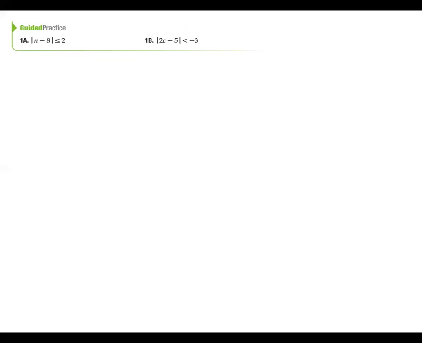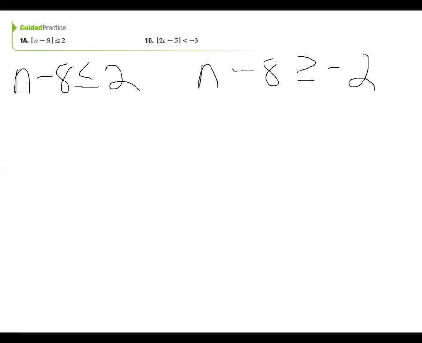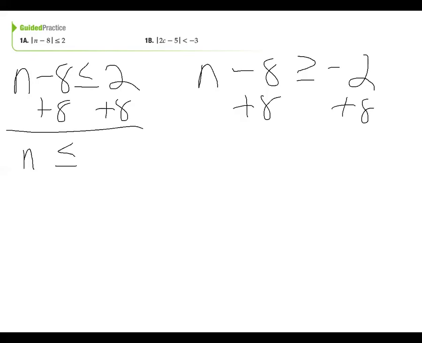Okay, we're back. So with 1a, you have n minus 8 is less than or equal to 2, and n minus 8 is greater than or equal to negative 2. Those are the 2 cases. So you add 8 to both sides on each case. Here you get n is less than or equal to 10. And here you get n is greater than or equal to 6.